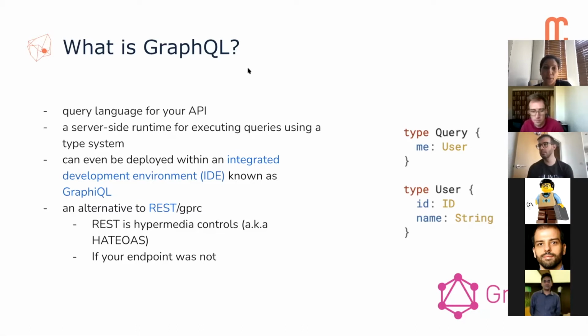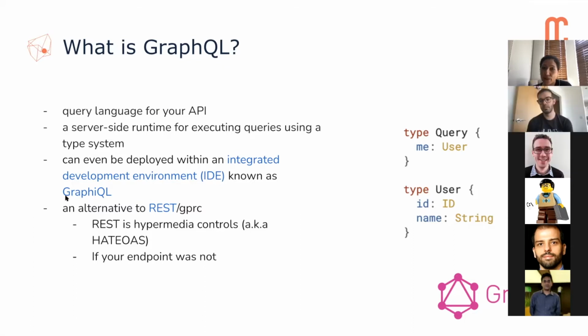It can be deployed within an IDE. It's called GraphiQL. It has a built-in UI where you can run your tests, and actually in memory it does create your mutations and the queries, which we'll be talking about. All the endpoints are available. It's an alternative to REST.